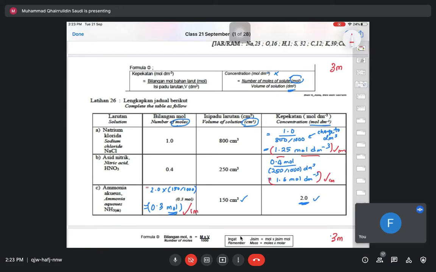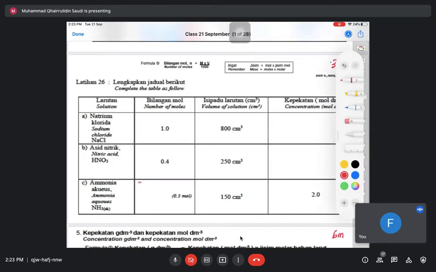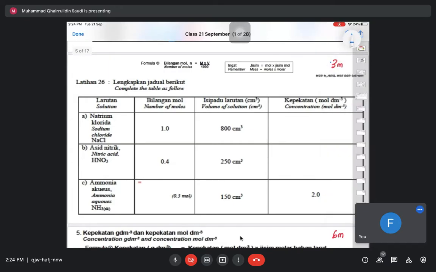Okay, next. Next is exercise 26. The formula that is used is formula number 3, number of mole is equal to molarity times volume over 1000. Remember, the volume is in centimeter cube, that's why we divide it by 1000. If the volume is already in decimeter cube, then you don't have to divide it by 1000. Okay?